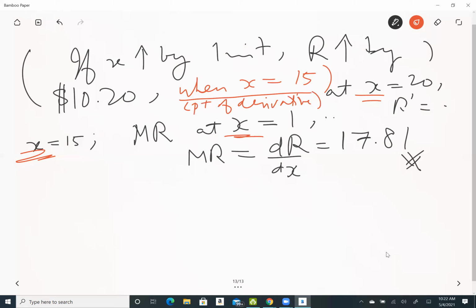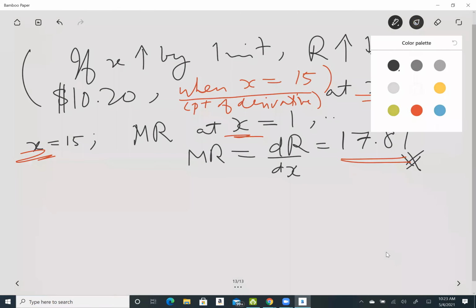So for example, another example will be at x equal to 1, where the marginal revenue is 17.81. So how do you interpret that value? If x increases by 1 unit, revenue increases by $17.81 when x equals 1. So you have to mention the point of the derivative, where you take the derivative at.